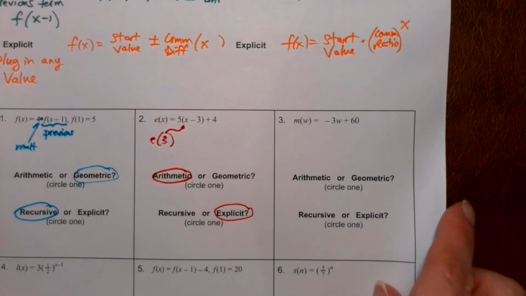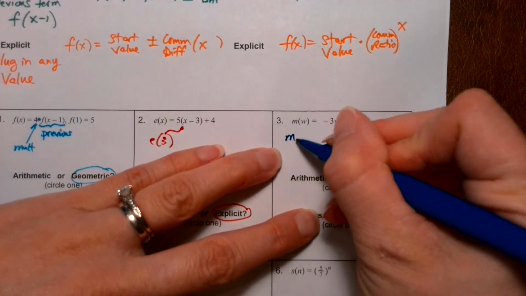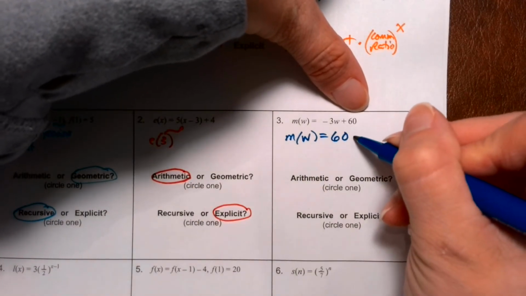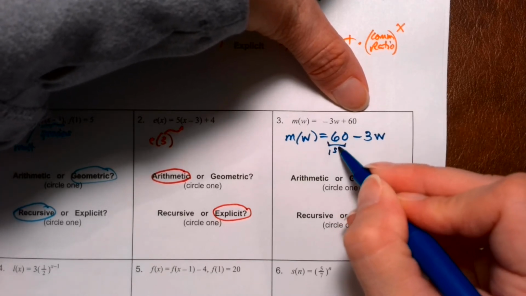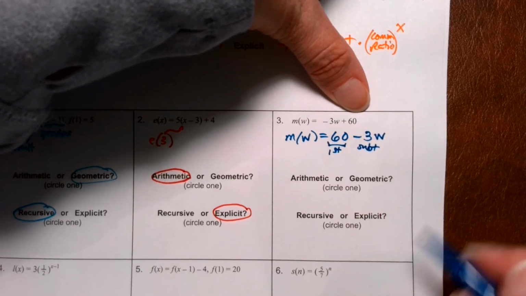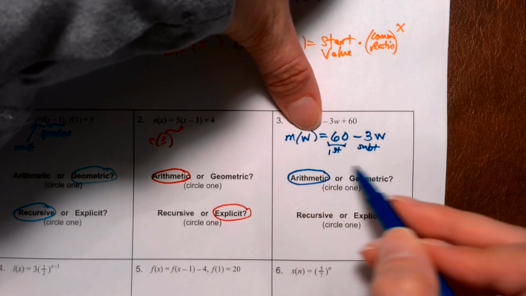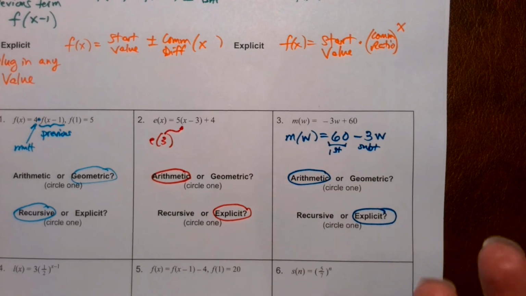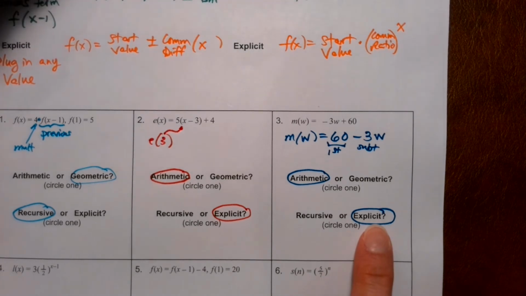Number 3, negative 3w plus 60. Okay, again, this equation is a little weird. Usually we see the 60 go first, so that's the first term, and then it's subtract 3, w times. So this is the first term, and then it looks like we're subtracting 3. So it's definitely arithmetic, and since I can plug any value in, we're not using the previous, this is explicit. Can I find m of 100? Sure, I would plug in 100. Okay, if you can find any term, it's explicit.